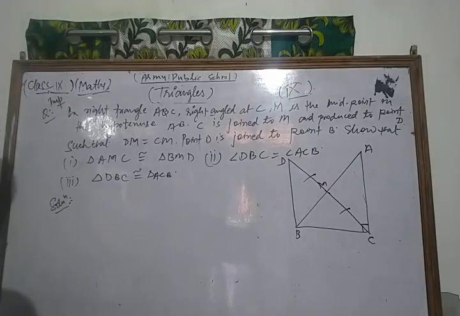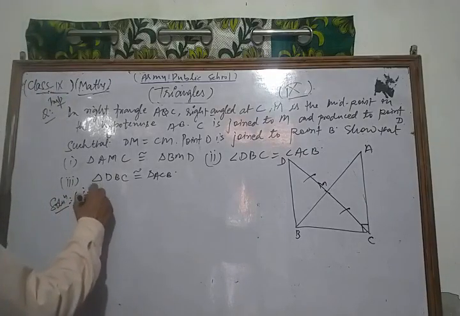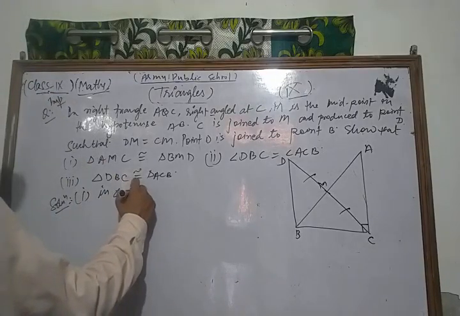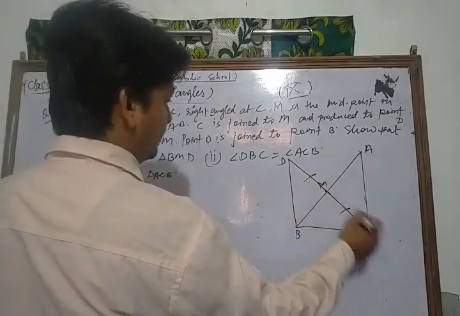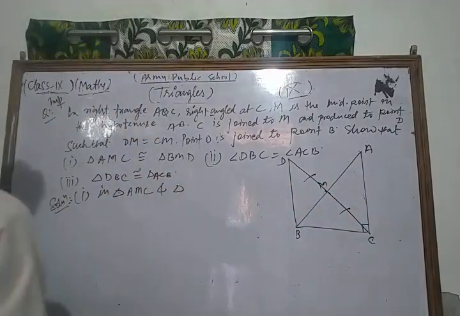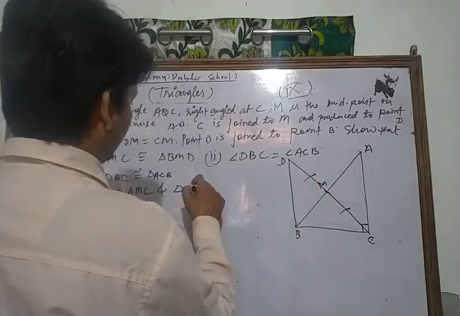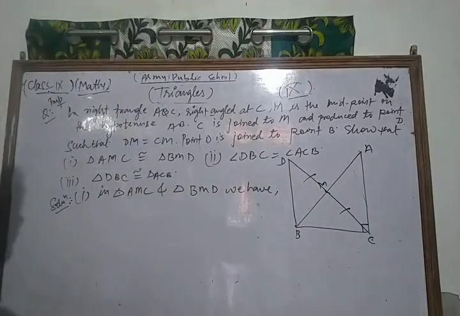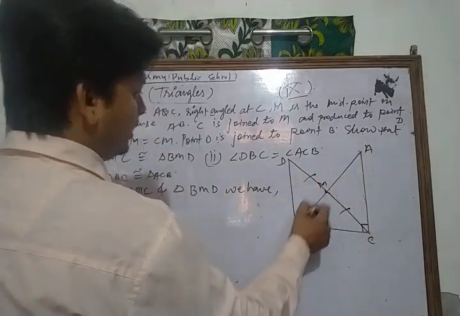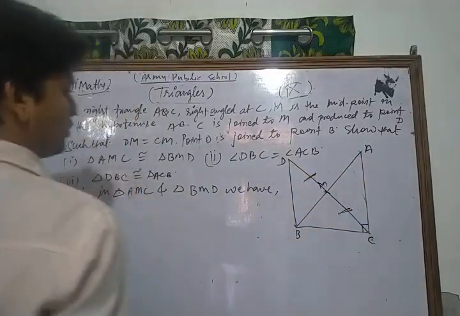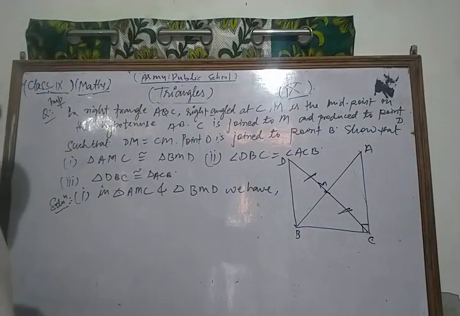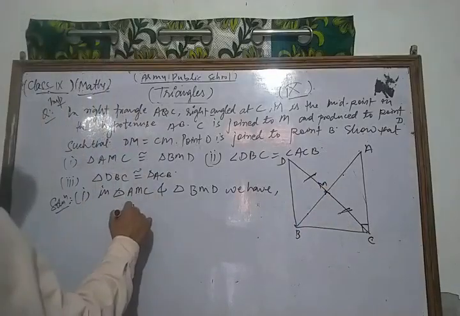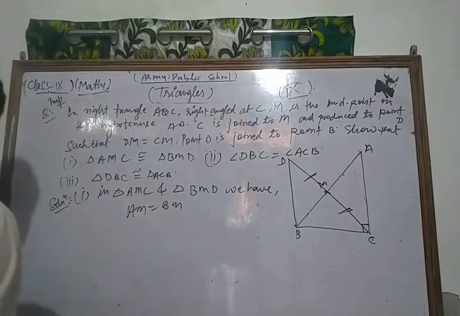So now the solution. We take the first part. In triangle AMC and triangle BMD, we have CM equal to DM. It is clear, everyone? Also AM is equal to BM, because M is the midpoint of this. So AM is equal to BM.